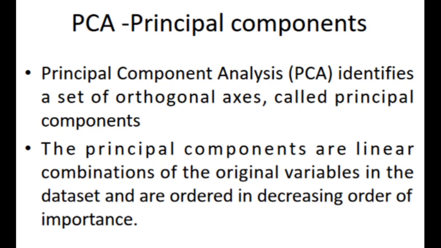The total variance captured by all the principal components is equal to the total variance in the original dataset. The first principal component captures the most variation in the data, while the second principal component captures the maximum variance that is orthogonal to the first principal component, and so on.